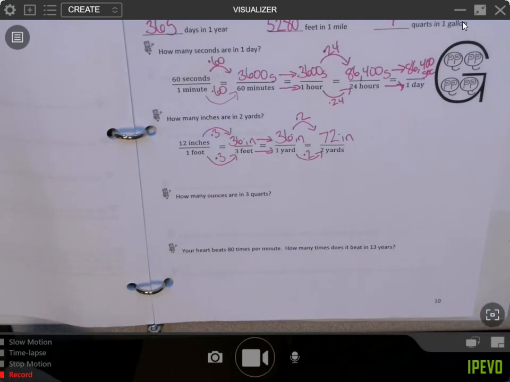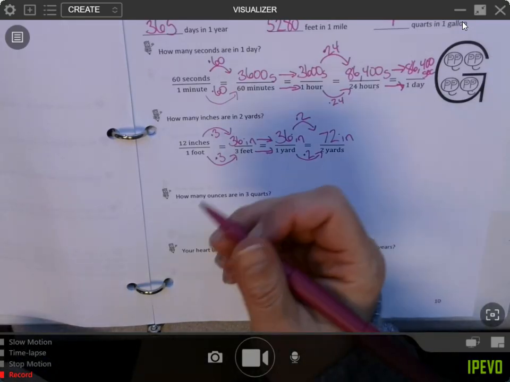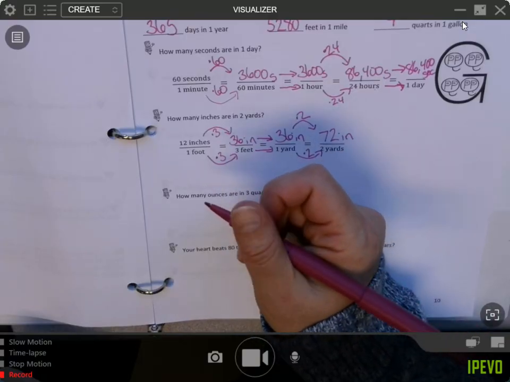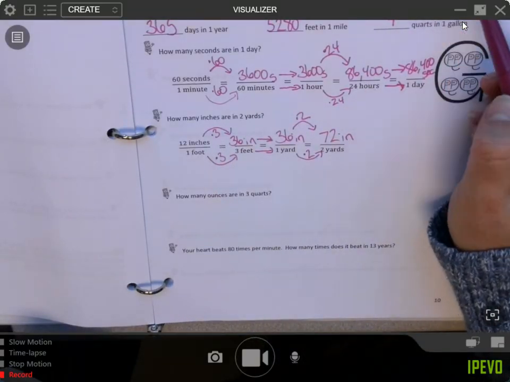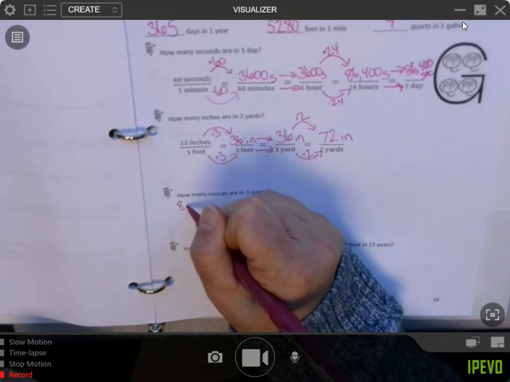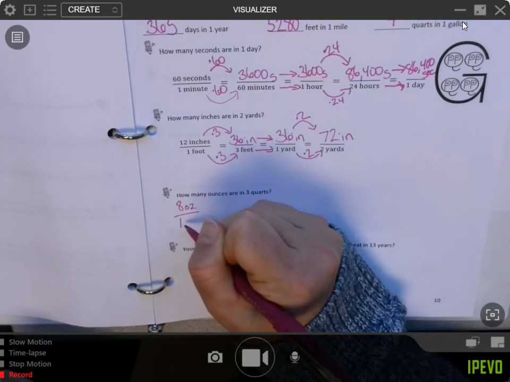Let's work out our next one together. How many ounces are in 3 quarts? So what am I going to start with? What do you think is going to be my first thing I should write down? Graham? Yeah, because up on top, we know there's 8 ounces in a cup, but there's no other ounces listed up there. So we're going to start with those ounces in 1 cup.